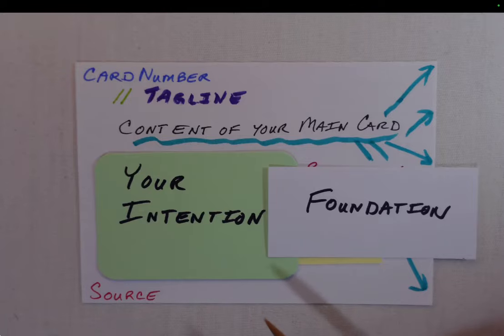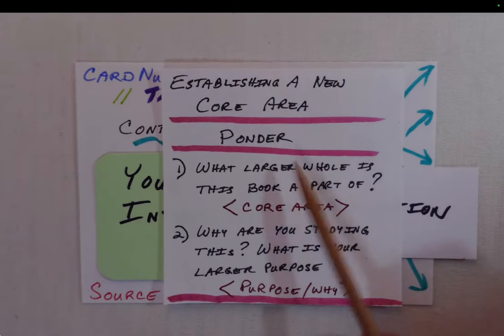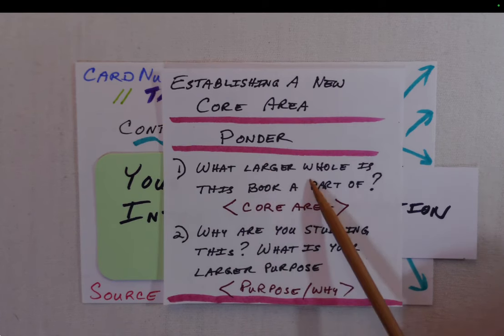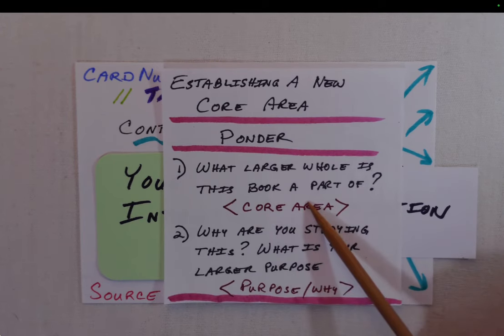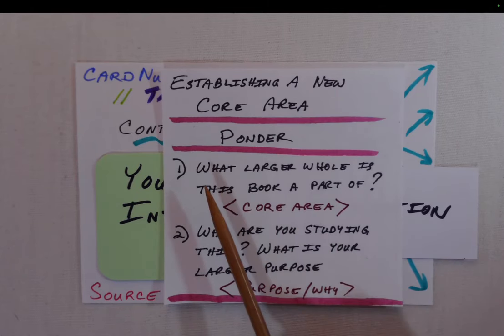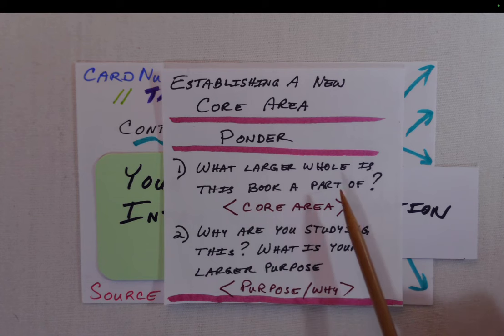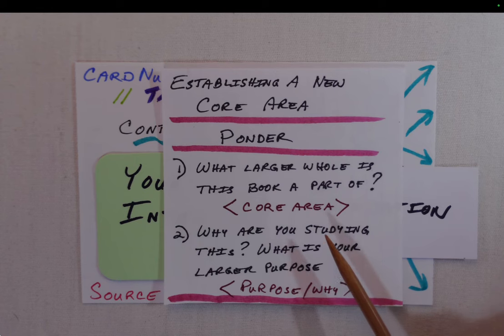But the key idea of a foundation card is that you begin by pondering what area is there that you want to stake out in your Zettelkasten that you do not yet have content for. This example is the ponder statement that I gave to my minimalist when I was asking them to think about what their core areas might be, their most basic areas.